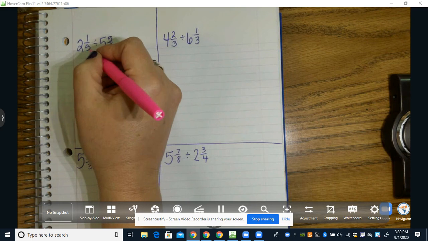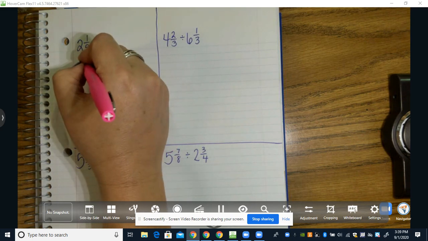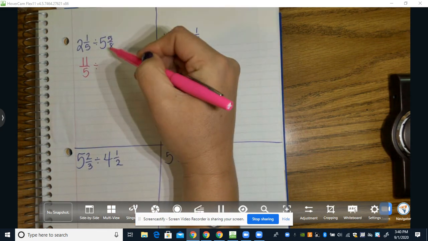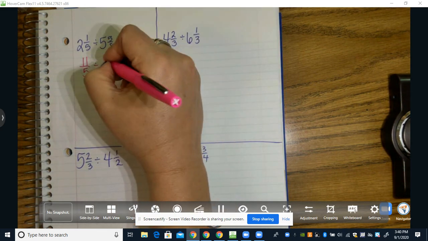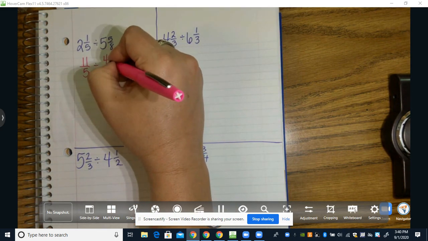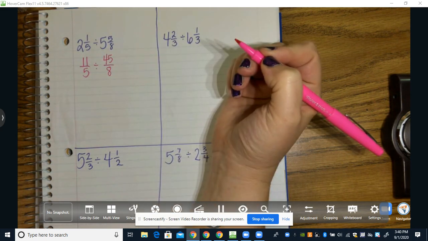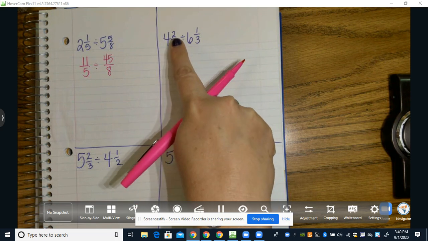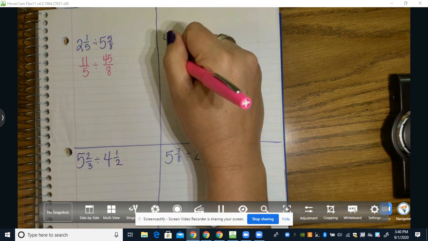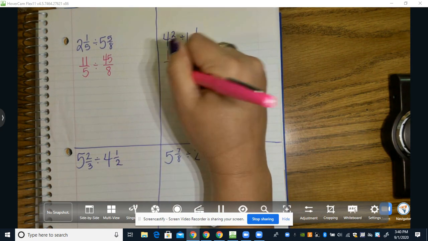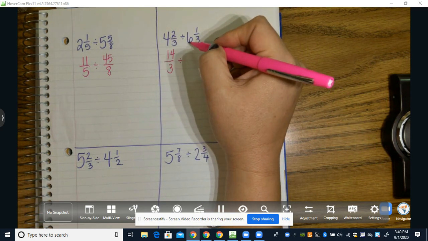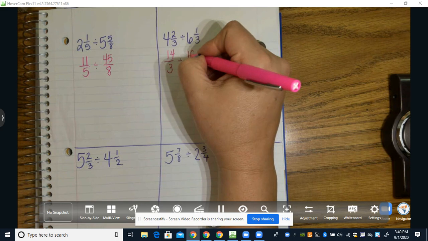So 5 times 2 is 10 plus 1 is 11. So this is 11 over 5 divided by 8 times 5 is 40 plus 5 gives me 45 over 8. So let's go over here. 3 times 4 is 12 plus 2. This gives me 14 over 3 divided by 3 times 6 gives me 18 plus 1 gives me 19.